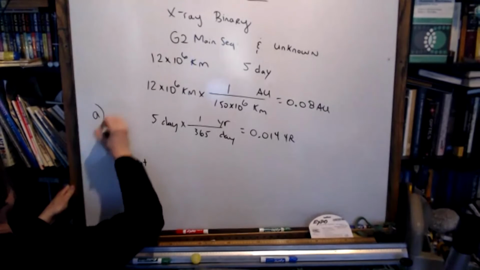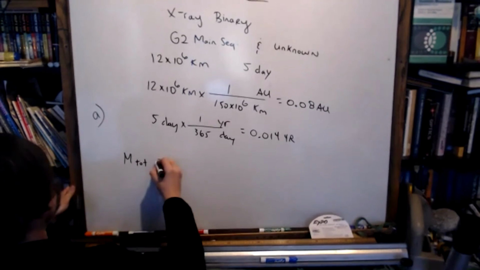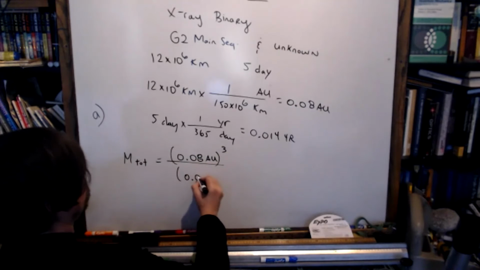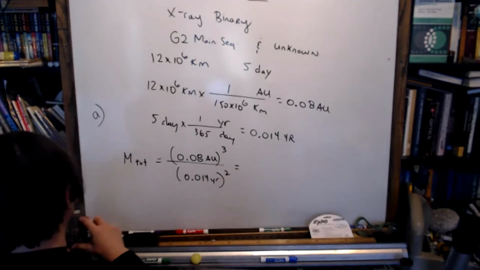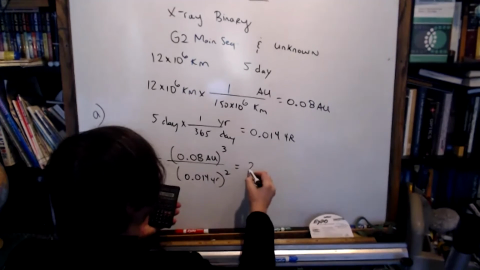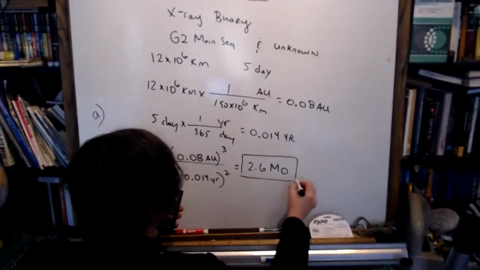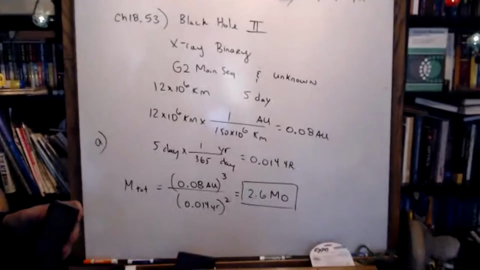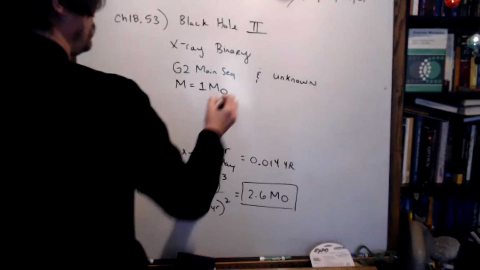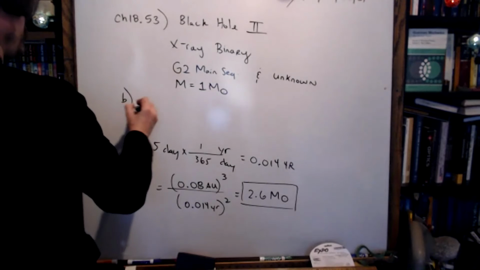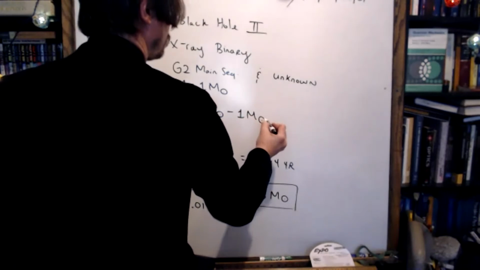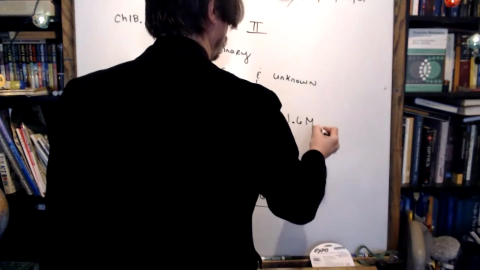Is there a part A, Christopher? Yeah. All right. So the total mass is 0.08 astronomical units cubed divided by 0.014 years squared. If we punch those up, 0.08 cubed divided by 0.014 squared, we get 2.6 solar mass units. I know from experience that a G2 main sequence star has a mass of 1 solar mass unit, because the sun is a G2 star. So for part B, the mass of the unknown companion is 2.6 solar mass units minus 1 solar mass unit, which gives me 1.6 solar masses.